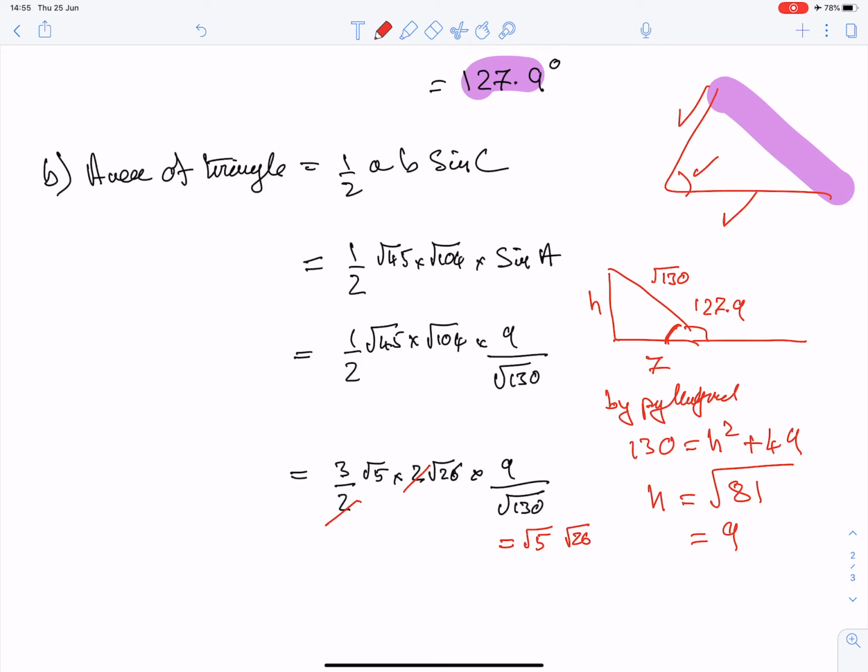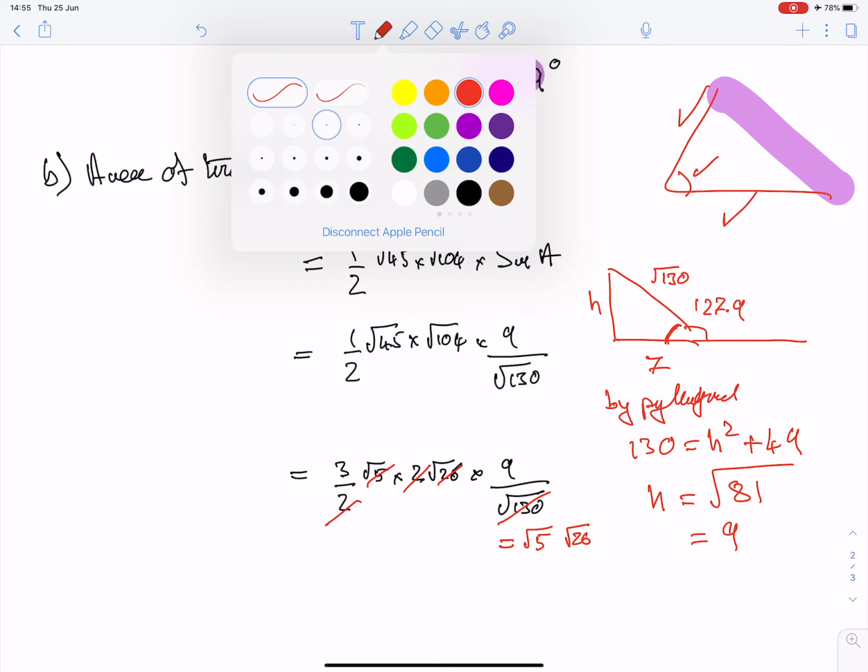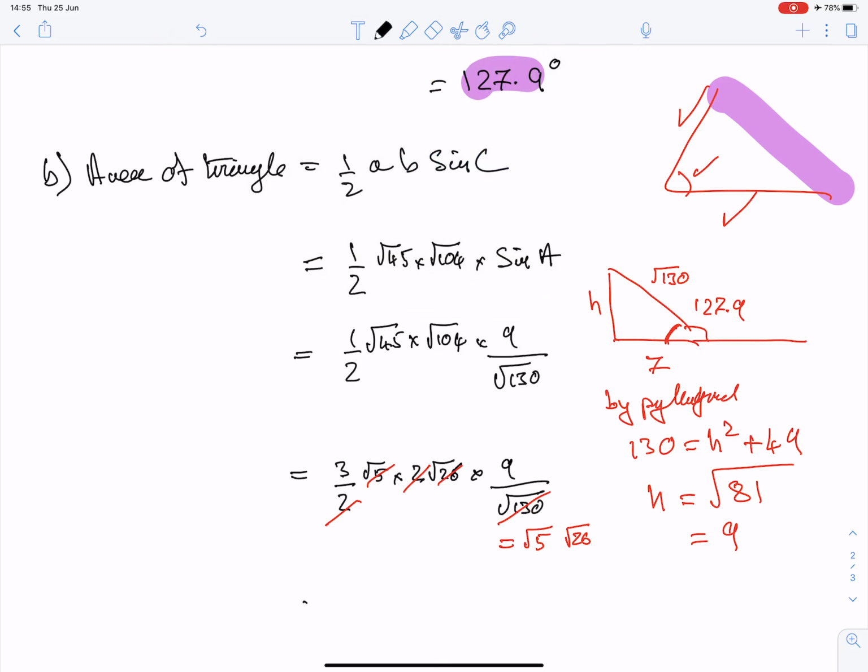So that's fairly useful, isn't it? The root 5 and the root 26 cancel with the root 130. So the area of the triangle drops out to be exactly 27.